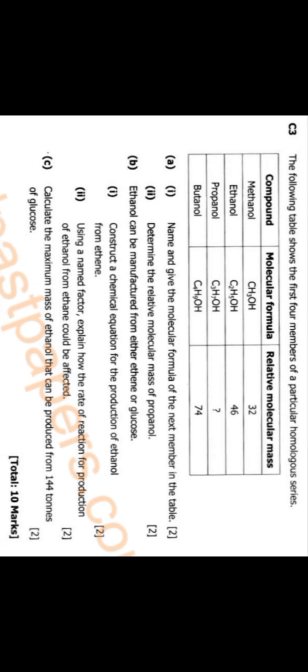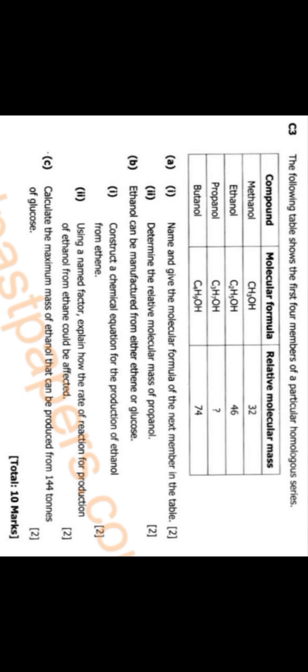The first question, A1: name and give the molecular formula of the next member in the table. The next member after butanol is pentanol.